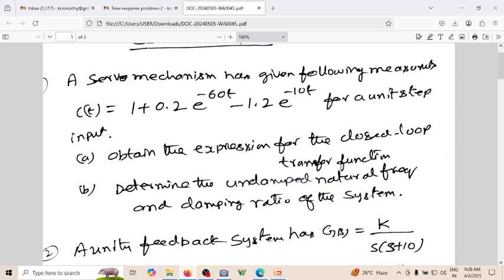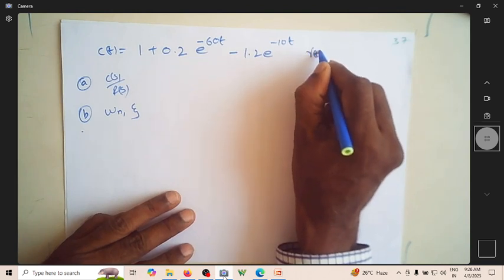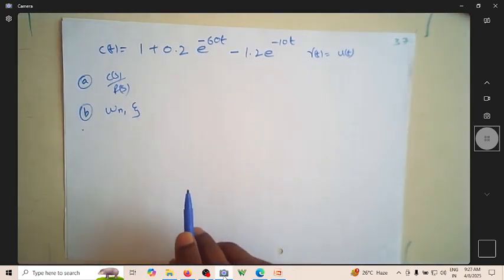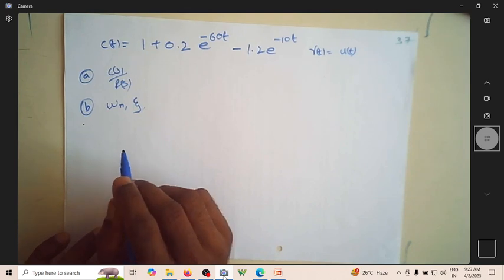That is, we are supposed to find C(s)/R(s), and we are asked to determine the undamped natural frequency and damping ratio of the system. So in part B, we are supposed to find omega n and zeta. Let me just go to the problem. This is what we have. These are the time response, provided r(t) is a unit step input, and we are asked to find C(s)/R(s) and the natural frequency and the damping ratio, that is zeta.